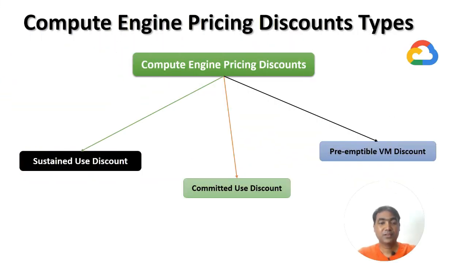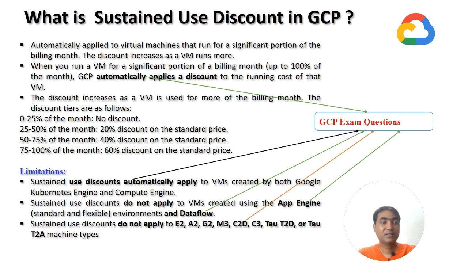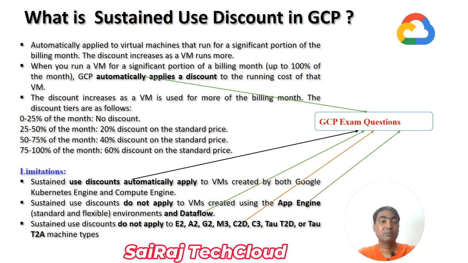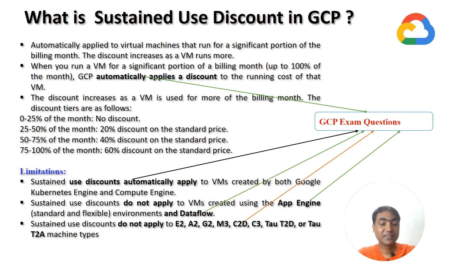As you can see here, the types of compute engine pricing discount are sustained use discount, committed use discount, and preemptible VMs discount. Let's discuss them one by one so that you can easily understand them and use them in your project requirements. What is sustained use discount in Google Cloud Platform? The sustained use discount is a pricing benefit offered by Google Cloud Platform for customers who consistently use virtual machines over an extended period of time within a billing month.